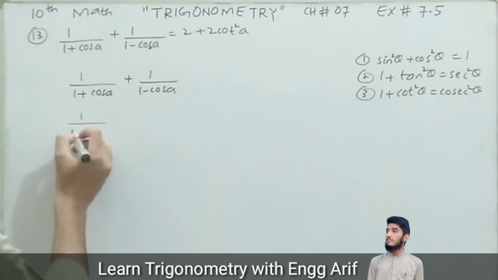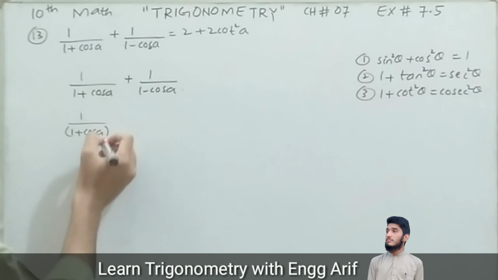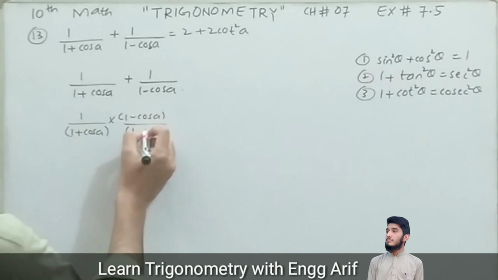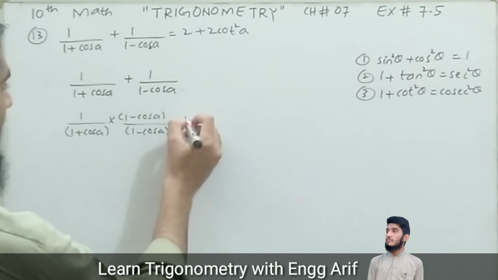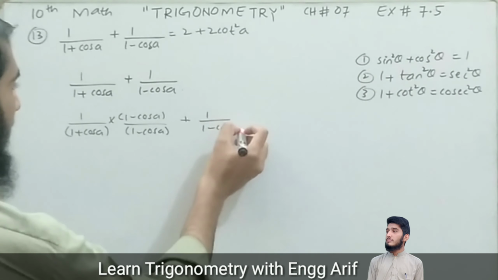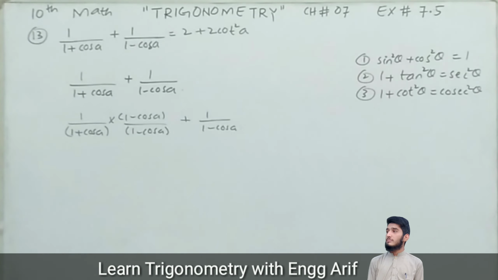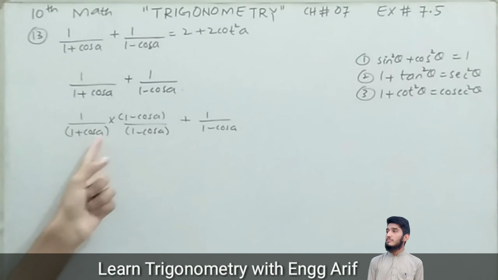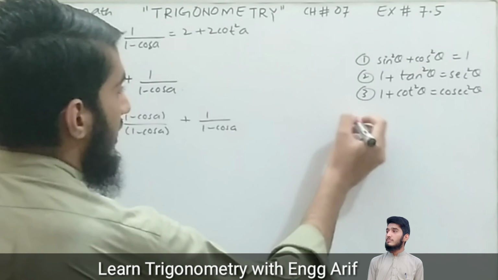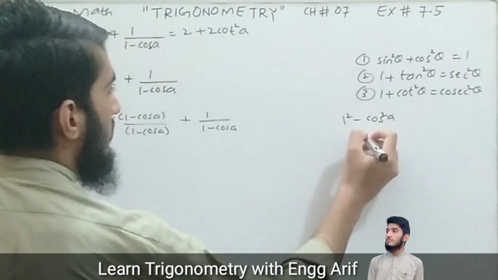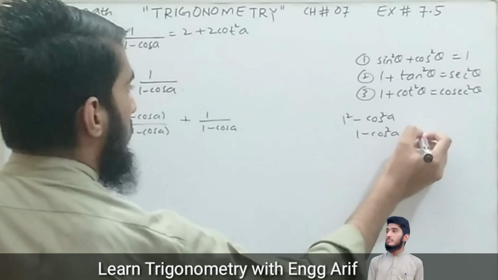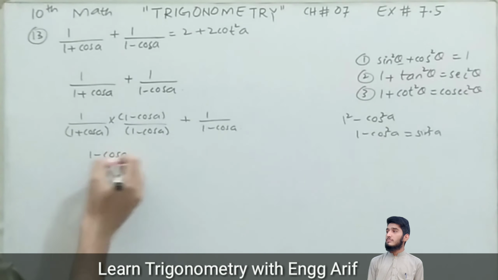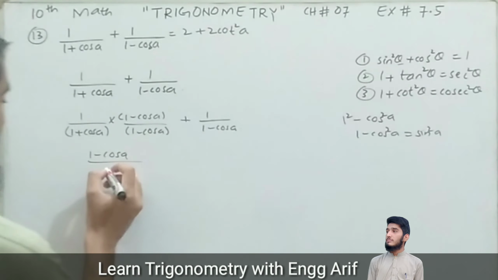So it is 1 over 1 plus cos a. The conjugate of 1 plus cos a is 1 minus cos a, so we multiply and divide by 1 minus cos a. And over here we are left with 1 over 1 minus cos a. So 1 plus cos a into 1 minus cos a will give us sine square a, because the formula a plus b into a minus b gives us a square minus b square. So it gives us 1 minus cos square a, and it is equal to sine square a according to the first formula. So in the numerator we are left with 1 minus cos a, and the denominator by simplification gives us sine square a.